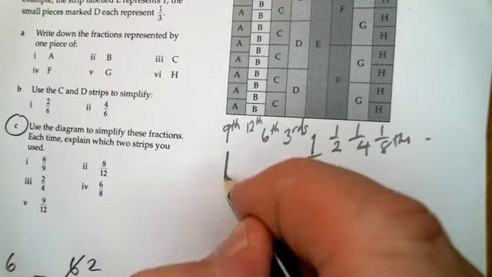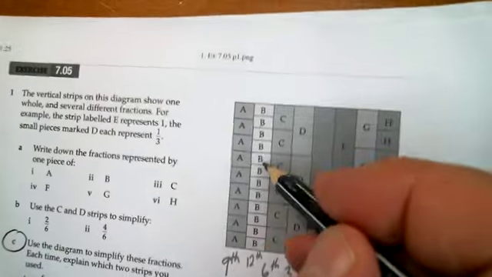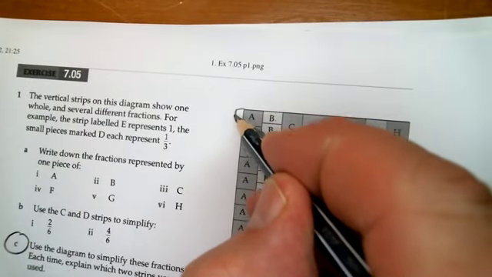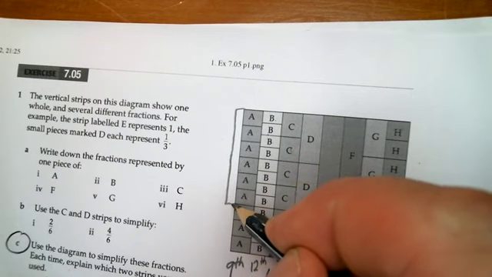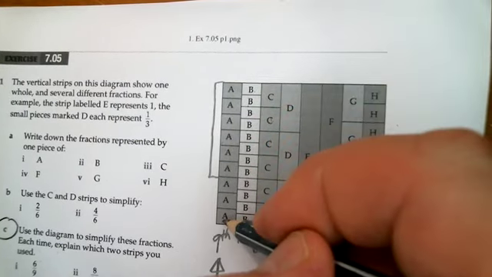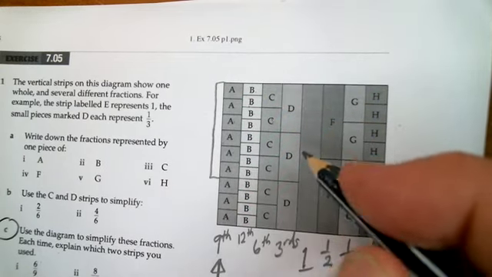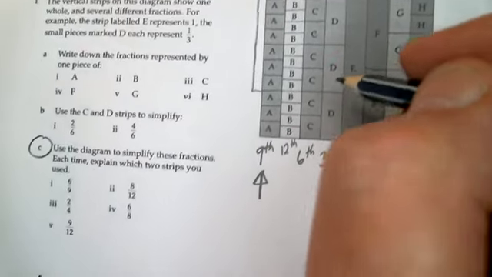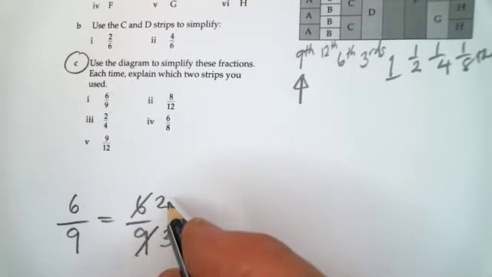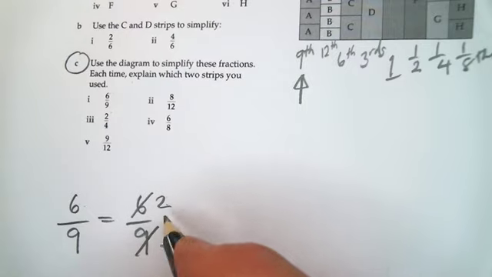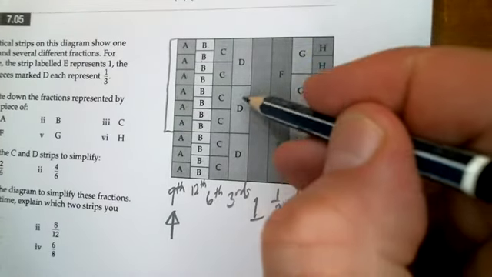Well, A's are ninths, and let's see if we can see 6 of them. Well, 6 of them would be 1, 2, 3, 4, 5, 6. There are 6 of the ninths. Now, we want to change this into, in this case, thirds. And we should be able to see on the strips 2 lots of 3. Well, D's are the thirds.